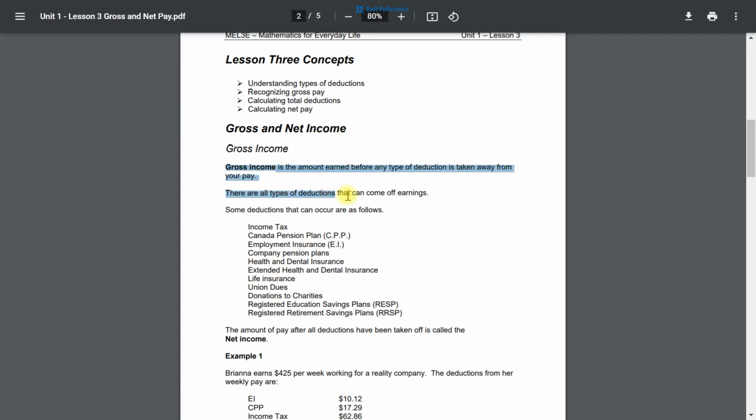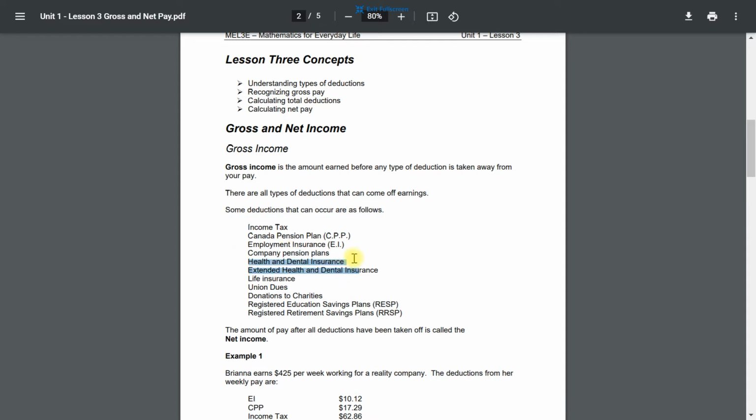There are all types of deductions that can come off the earnings, and they include income tax, pension plan, employment insurance, a company pension plan. My stepdad worked for Labatt, so they had their own plan. So Labatt's pension plan. Honda also had one, but I don't think they pay into those ones. The company pays for them, but you never know.